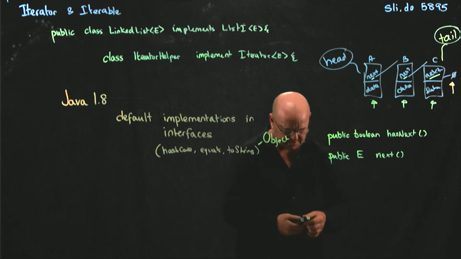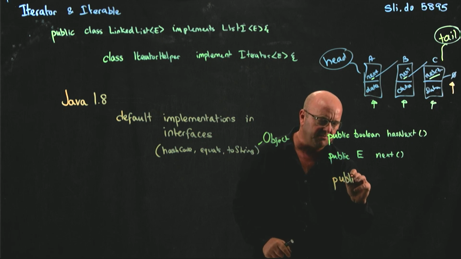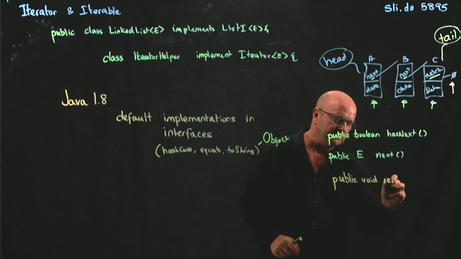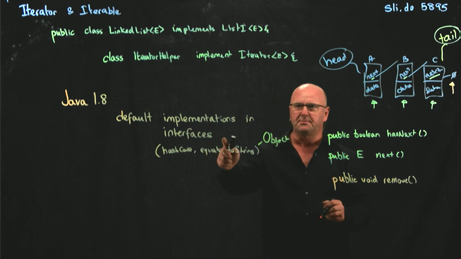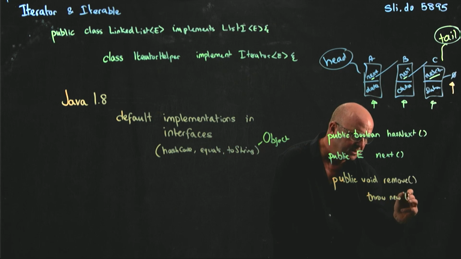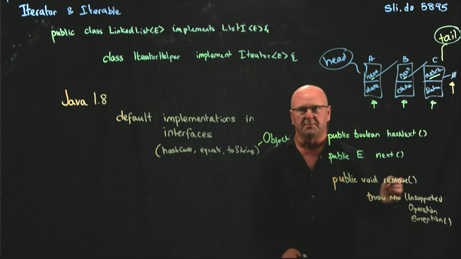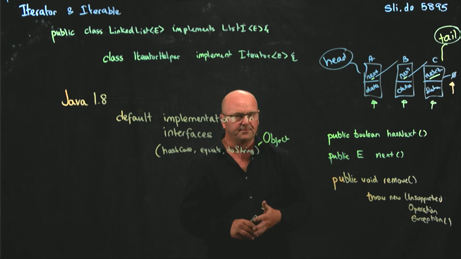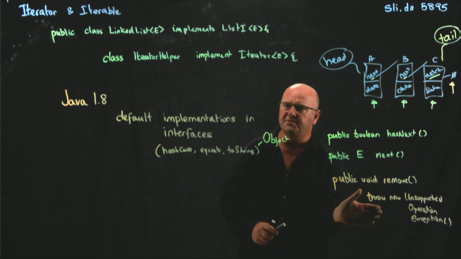So there's a method in the Iterator interface that has the signature public void remove. And the default implementation in Java 1.8 is throw new unsupported operation exception. That should be on one word, but I'm running out of space there. Okay. So if you're using Java 1.8, you don't need to worry about the remove method.